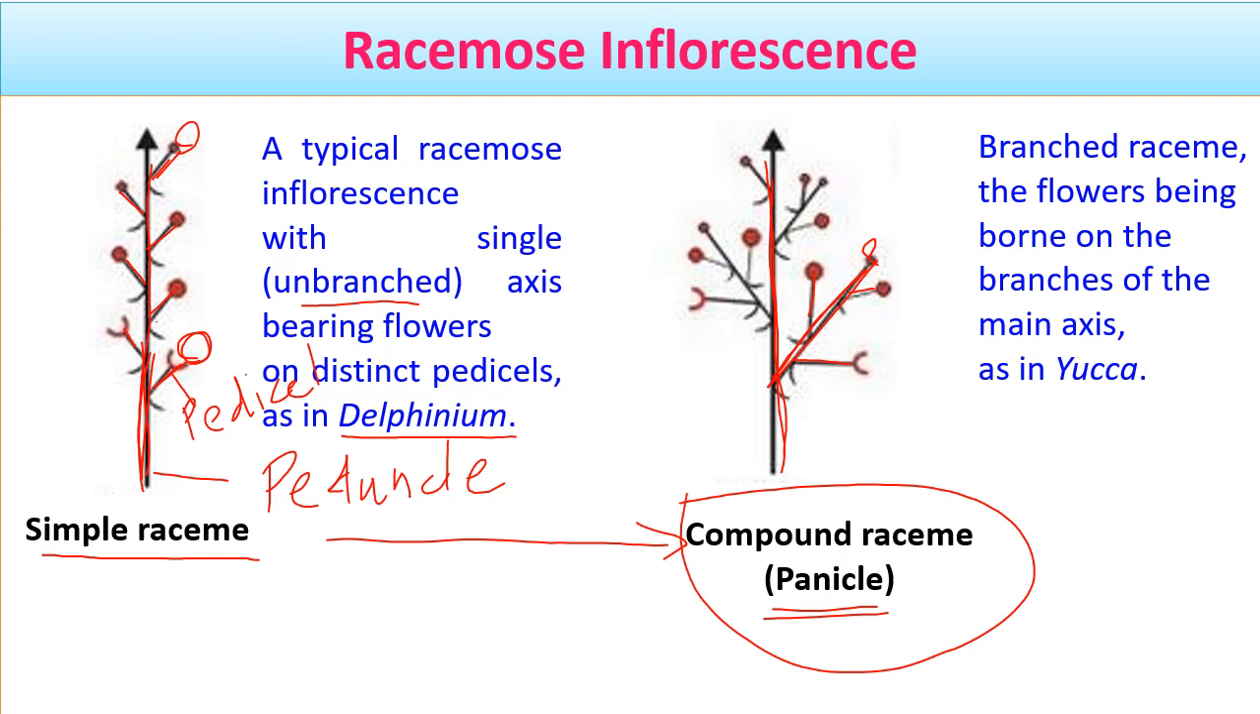Similarly, here is one flower with one stalk, and here you can see the axis, and it has multiple flowers. So this is called a compound raceme or panicle inflorescence also. We will move to the next slide.